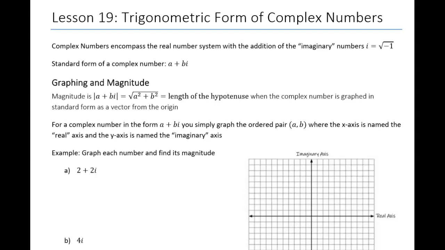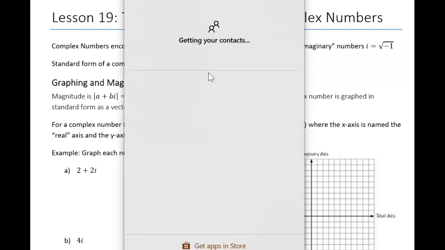So the standard form of a complex number is a plus bi. Now keep in mind, if the b is 0, then we're just talking about normal numbers like 2, square root of 5, negative 7. Those are also complex.